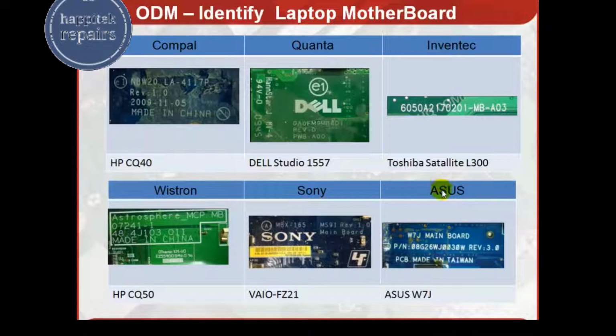Normally Asus manufactures their own. Lots of the motherboards of Asus are manufactured by Asus only. So in Asus, the model number is directly written, W7J, because Asus self-manufactures the boards. So these are examples of how to identify the motherboard manufacturer, which is written on the motherboard itself. You can find it on the board at any place near the RAM or near the CPU section, or somewhere it will be printed on the board.